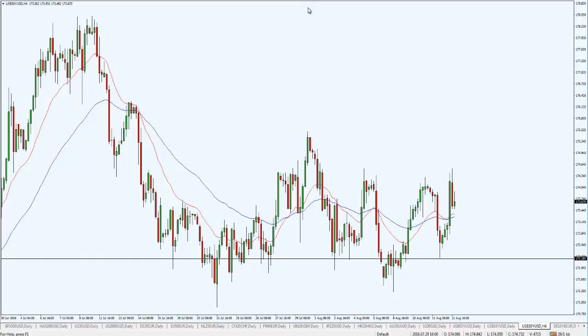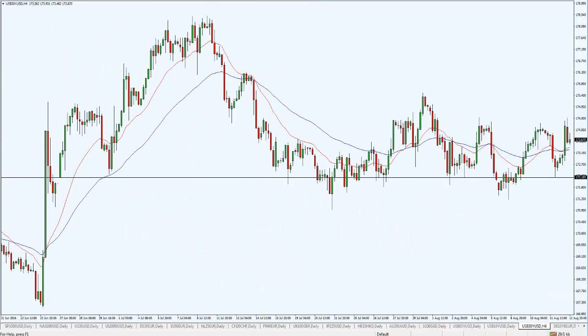So on the 4-hour time frame, what I saw is that the market formed this inverse head and shoulders pattern, and this was basically the area of resistance. So I went long on the breakout of it, stop loss below this low.